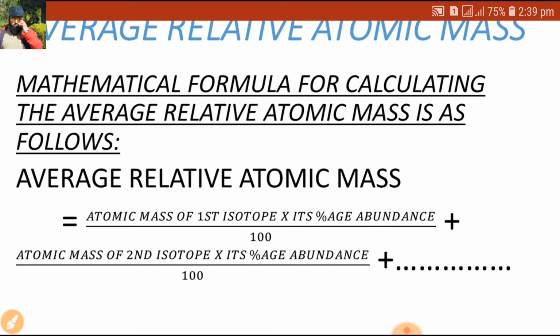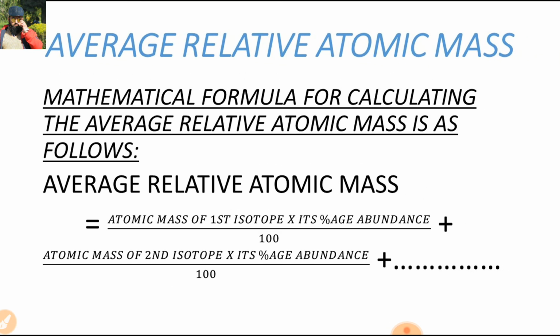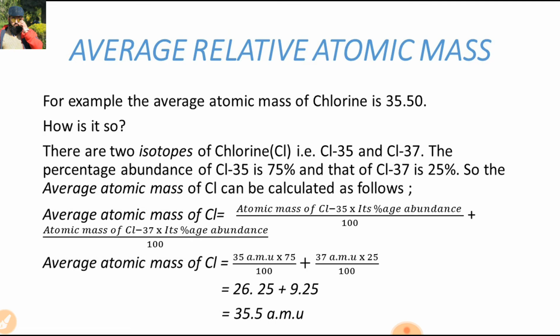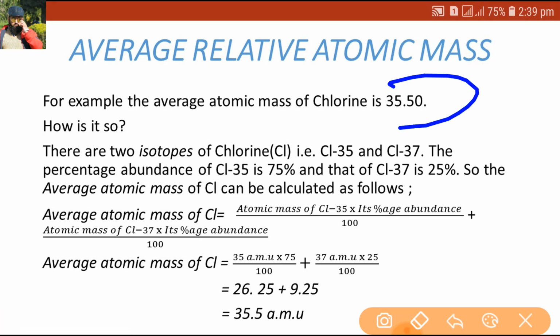If an element has only two isotopes, these two terms will work. For three isotopes, you will have to add another term with the atomic mass of the third isotope and the percent abundance of that isotope divided by 100, and so on. Now let us apply this formula. Here on your screen I have written, for example, that the average atomic mass of chlorine is 35.5. How is it so?